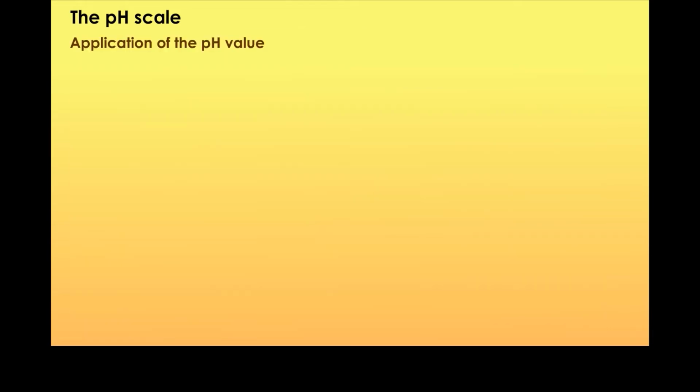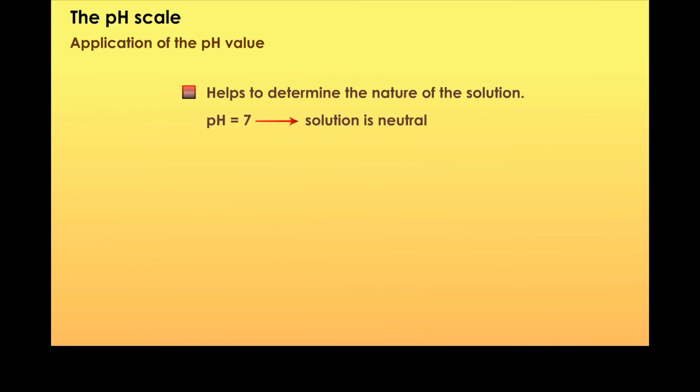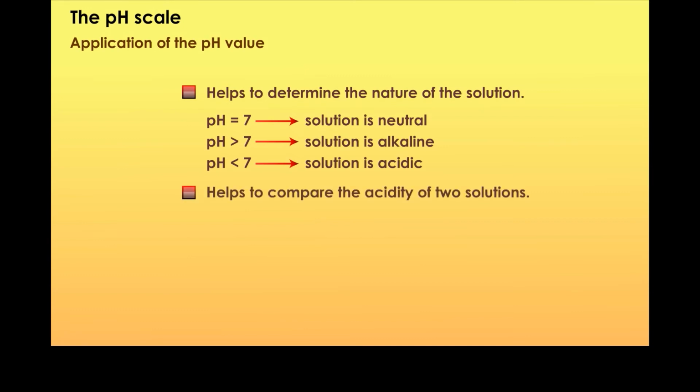Application of the pH value helps to determine the nature of the solution. pH equals 7, the solution is neutral. pH is greater than 7, the solution is alkaline. pH is less than 7, the solution is acidic. It also helps to compare the acidity of two solutions.